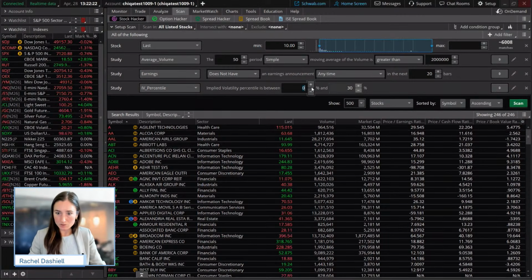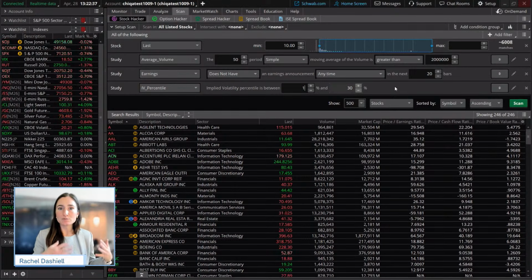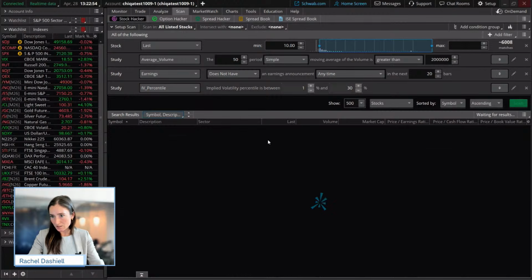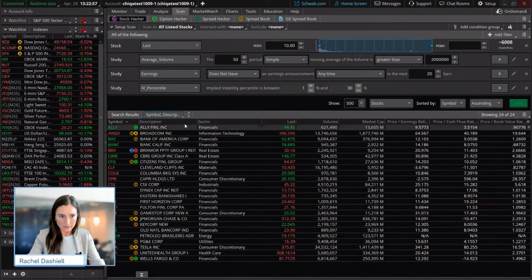So we're going to look in between, I guess, 1 and 30. We're going to look at this percentile in thirds. We're going to look for a stock that is in about the lower third of where its implied volatility has been in the last year. That's what that IV percentile is. It's essentially taking all the data of a particular stock over the last year as far as implied volatility goes, and ranking where the current level of implied volatility is. So that's going to give us some results here, and let's take a look at what it gives us.